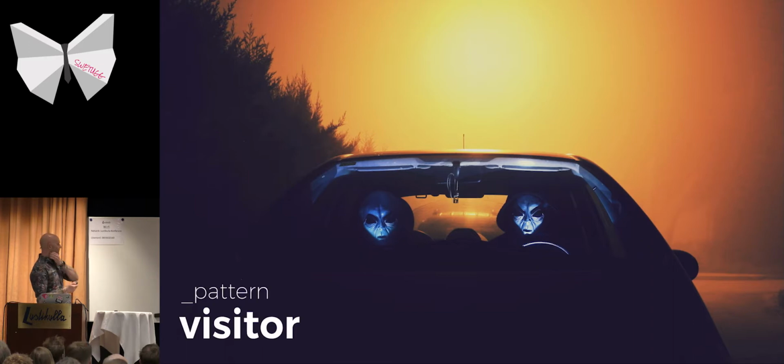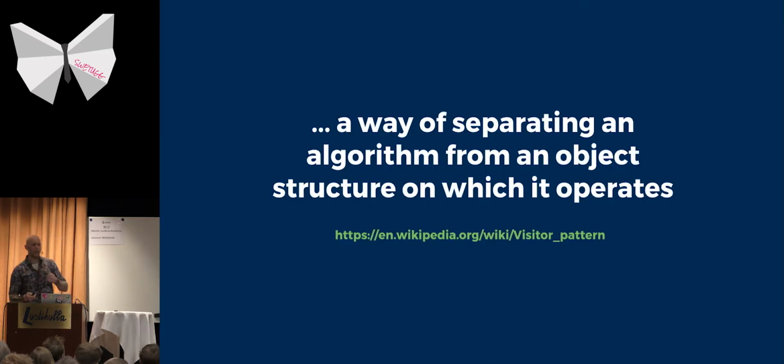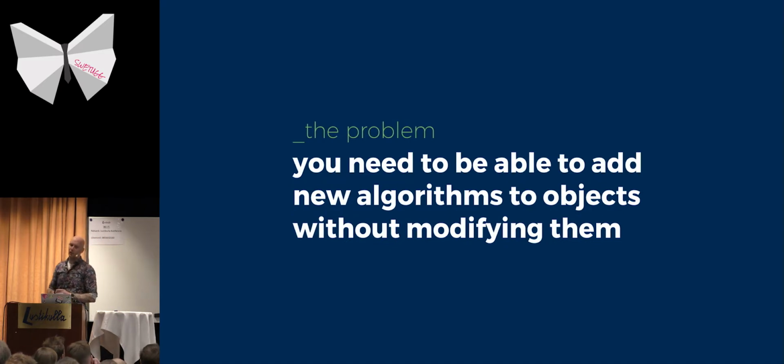Anyhow, visitor pattern. So the visitor pattern is interesting. It's a way of separating an algorithm from an object structure on which it operates. Okay, what does that mean? Well, the problem you have is you have an object, or many objects, but you need to add algorithms to do calculations or different things based on those objects in a good way, and you can do it afterwards. It's kind of like a decorator in the way that you can add features to them, but it's a way of adding features without wrapping the object.